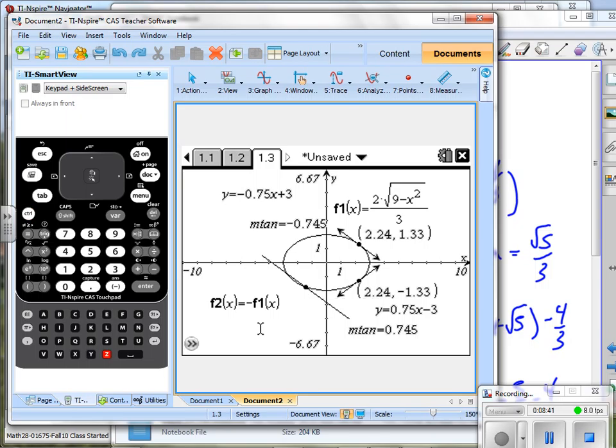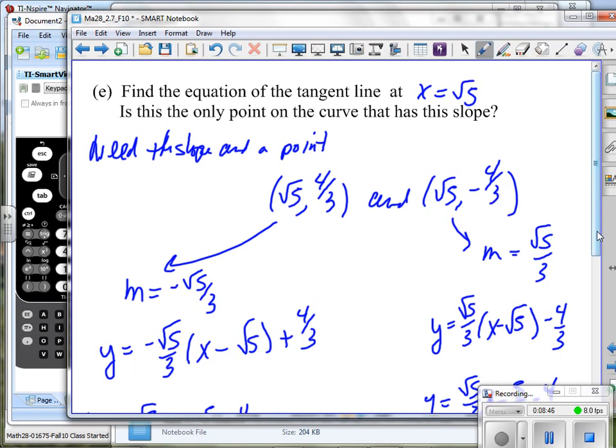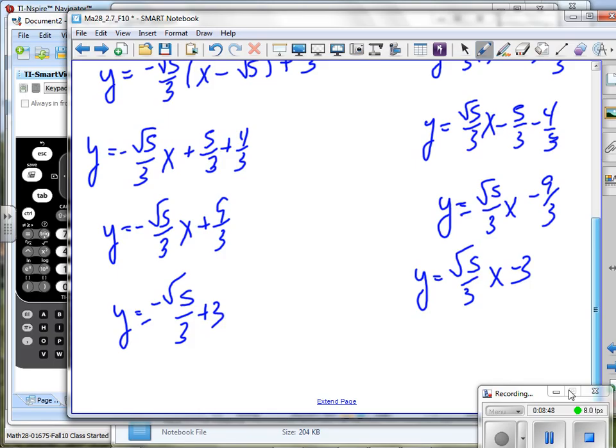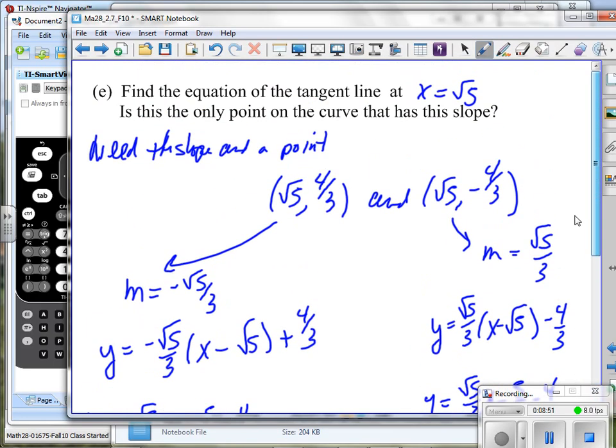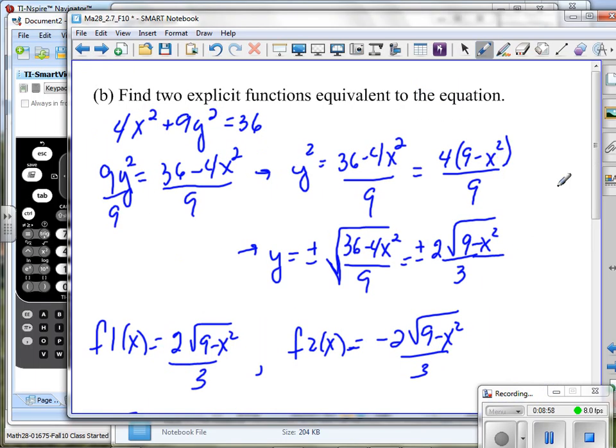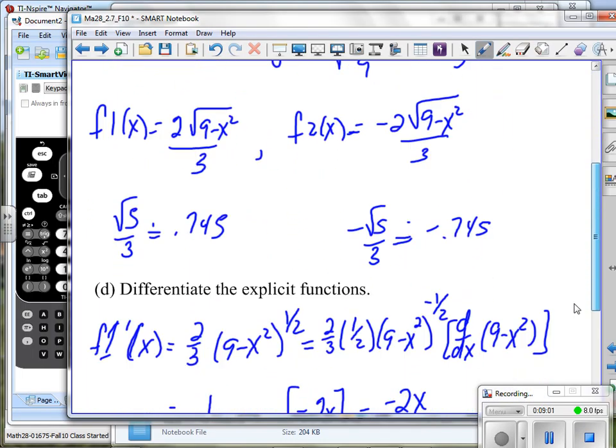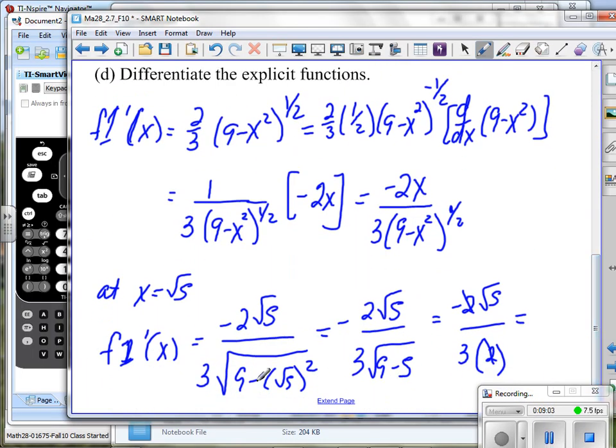Could we do it analytically? How would I determine that analytically? What's the derivative of our equation? This right here? Okay. If I want the same slope as what I have at the other point, I'd have to set this equal to what?